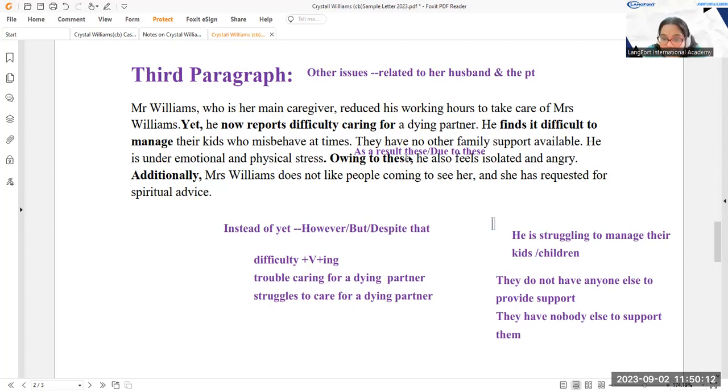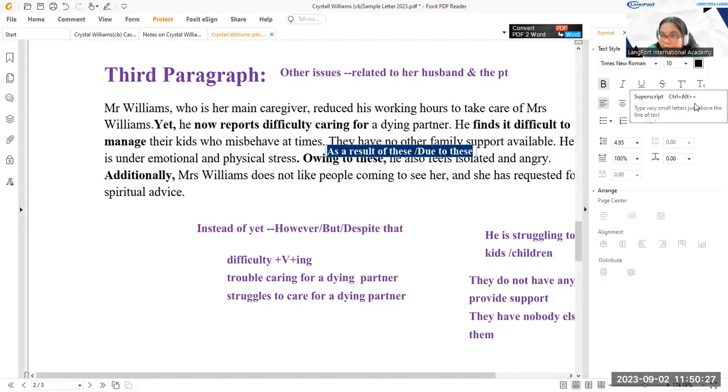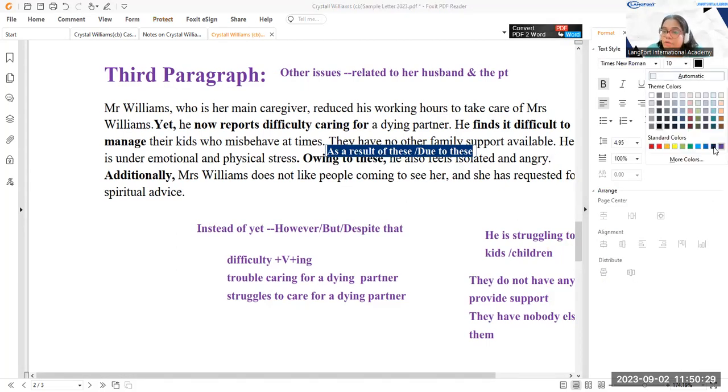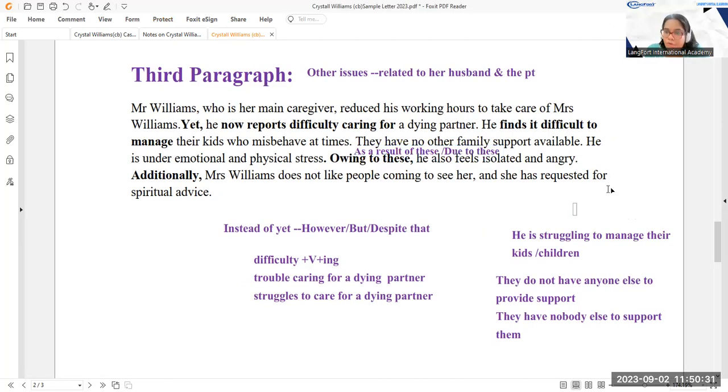And as a result of these, or due to these, he feels, how does Mr. Williams feel? He feels isolated and angry. Instead of isolated, if you want to say he feels alone and angry, of course, go for it. Okay. Now, I've talked about the husband, then I'm talking about the patient.